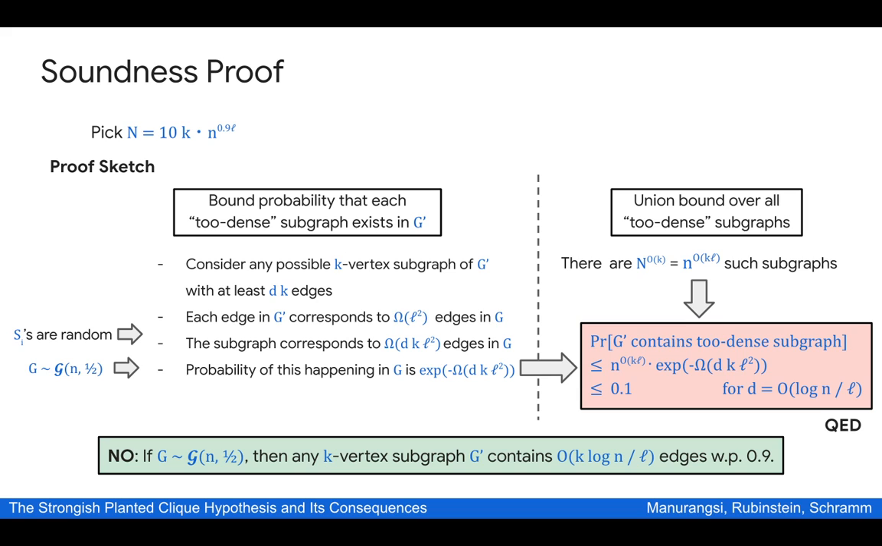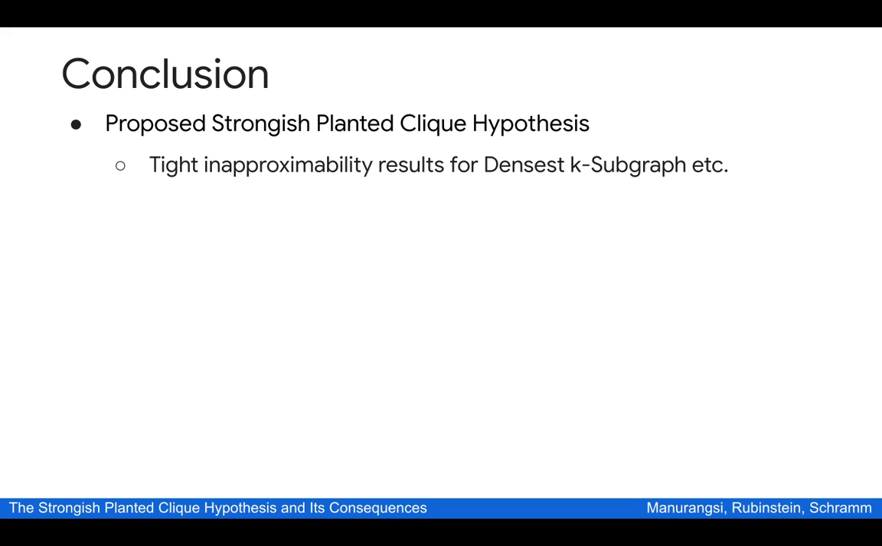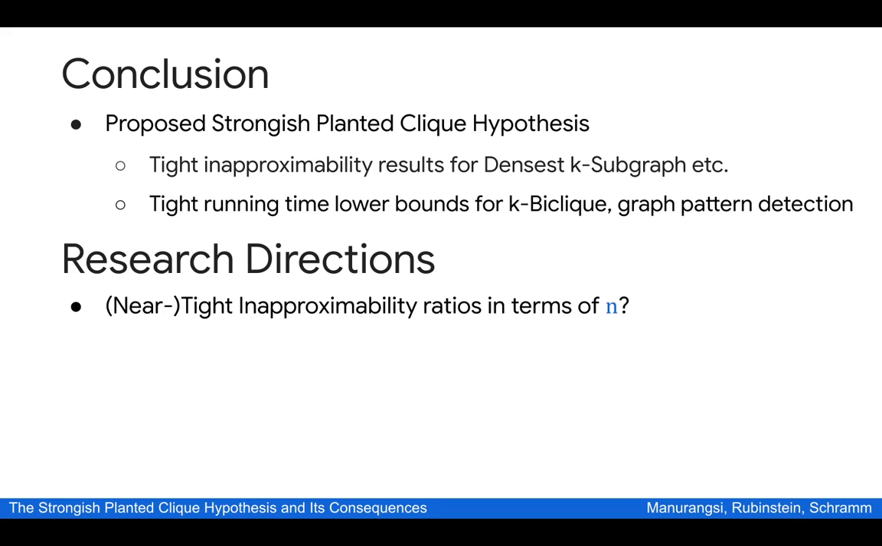So let me conclude here. We propose a variant of the planted clique hypothesis, which we call the Strongish planted clique hypothesis, and prove several tight inapproximability results and tight running time lower bounds using the new hypothesis. There are quite a few research directions that might be interesting to pursue here. First is, can we get tight inapproximability ratios also in terms of n? Note here that in our work, we get tight inapproximability results, but only in terms of k. It would be interesting to strengthen this and get tight inapproximability in terms of n as well.